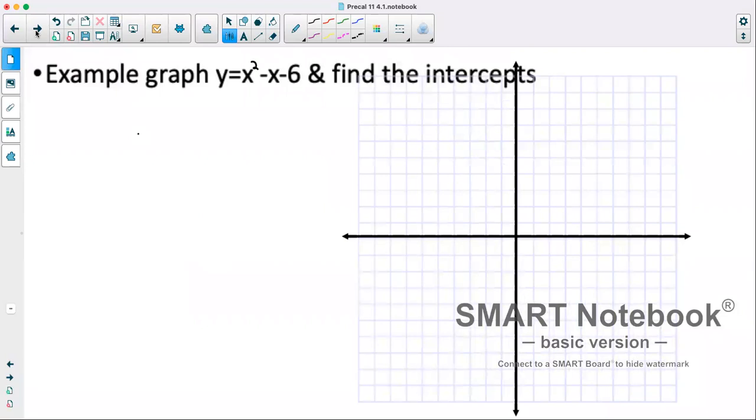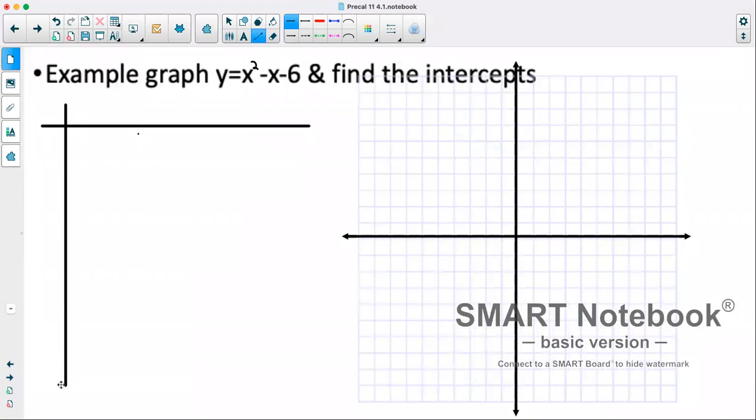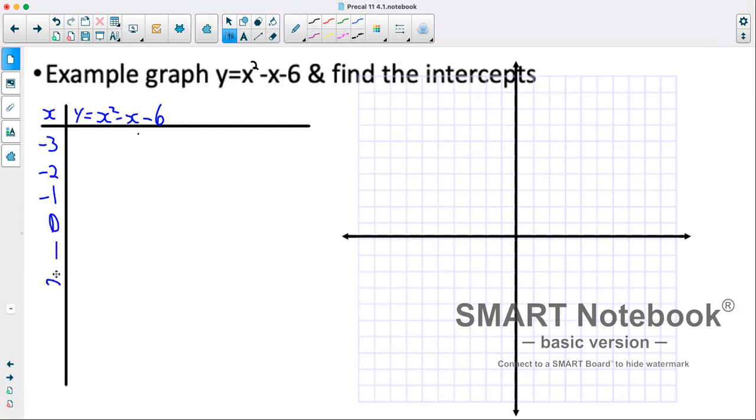Next example, graph y equals x squared minus x minus 6 and find our intercepts. To do this, I will create a table of values. So we have x, we have y is equal to x squared minus x minus 6. So I'll start at -3, go to +3 for now. We may, when we're graphing quadratics, have to choose some other values at times, but we usually start with these values and then assess where it goes from there.